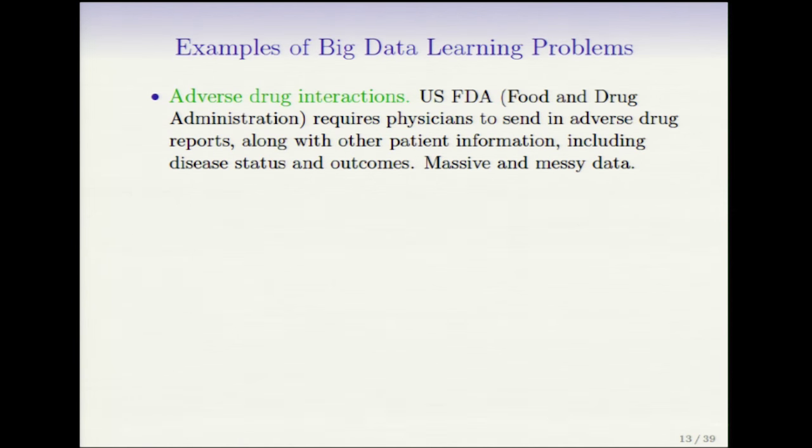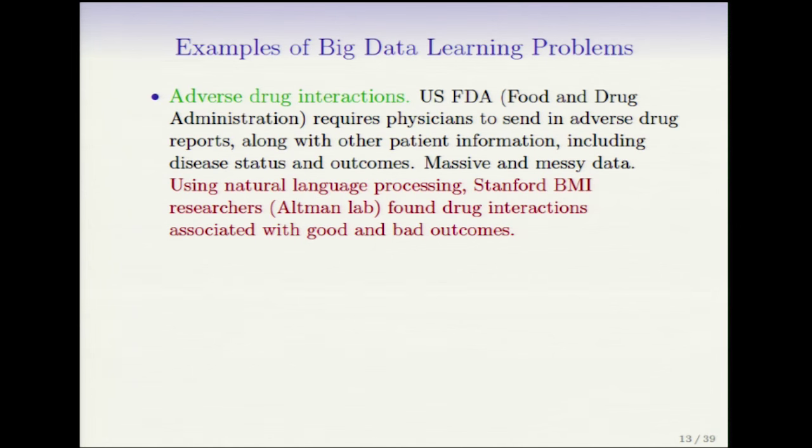Some more examples of big data learning problems. So adverse drug interactions. The US FDA, Food and Drug Administration, requires physicians to send in adverse drug reports along with other patient information, including disease status and outcome. Massive and messy data. And using natural language processing, Stanford BMI researchers in the Altman lab found drug interactions associated with good and bad outcomes. So this is a good example of what you can do with big data.